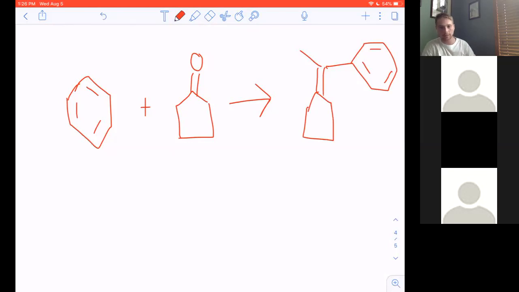So I'll give you guys a couple minutes to look at this. Yeah, it should be about, I think, 4 steps or so, possibly less depending how you write it, but see if you can figure out what you need to do to these reagents to form this product.